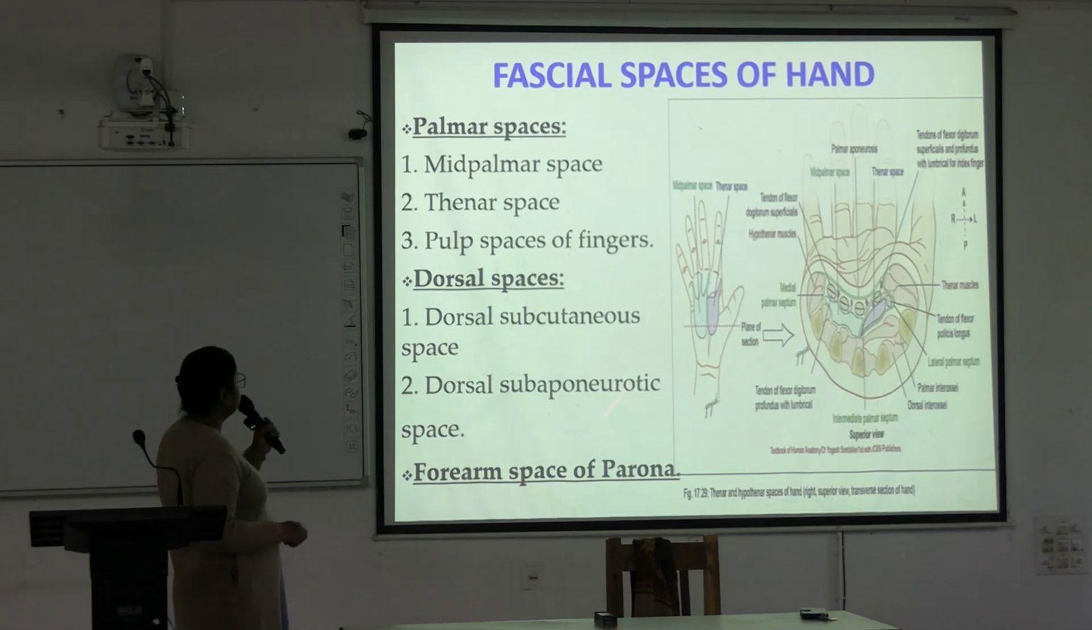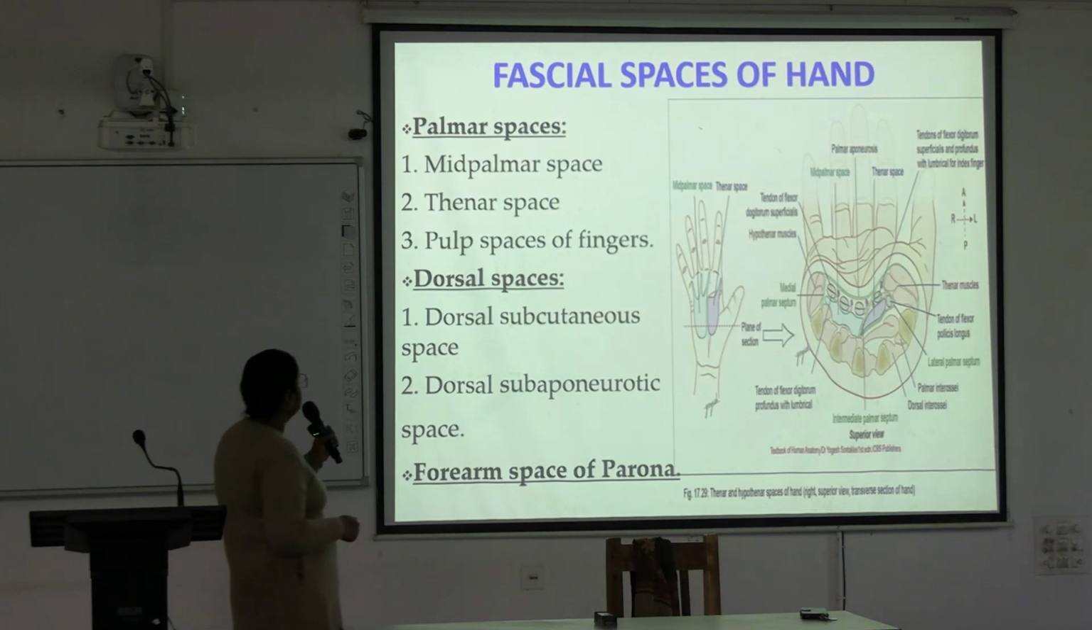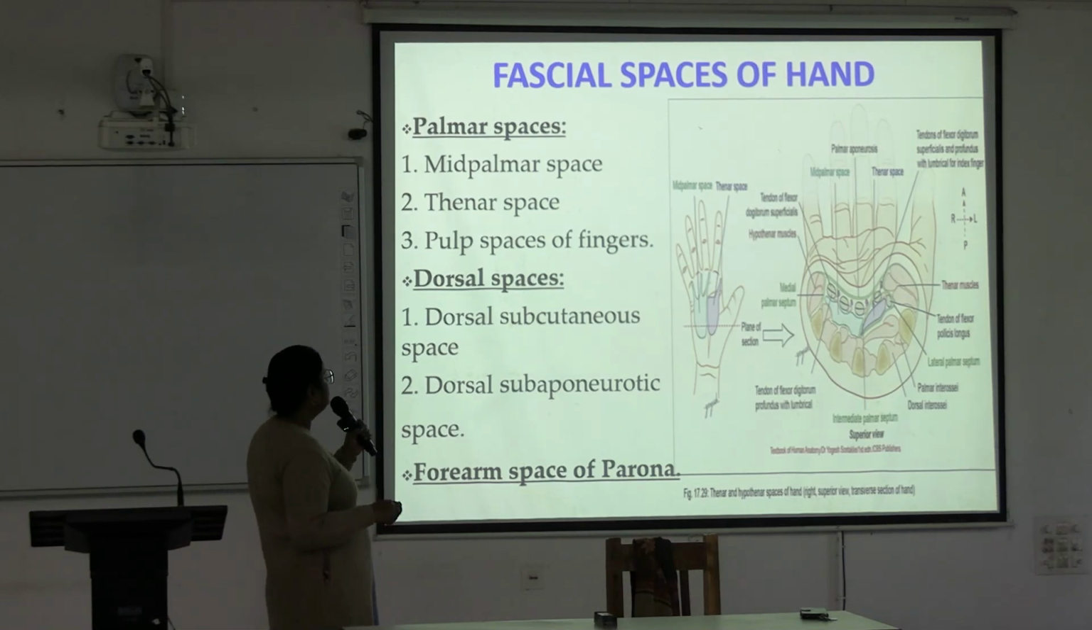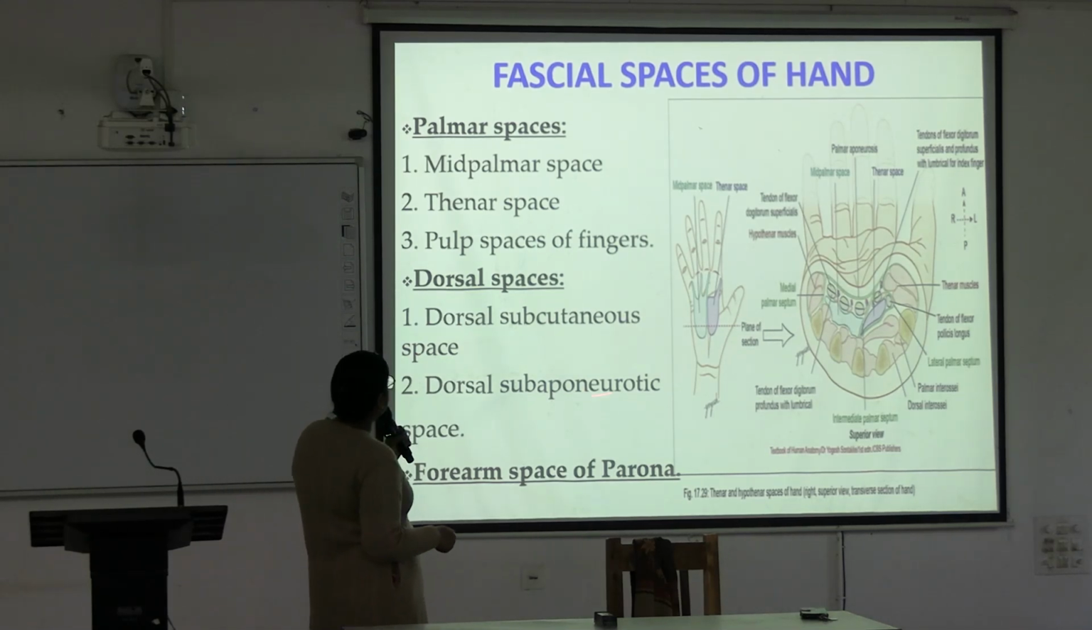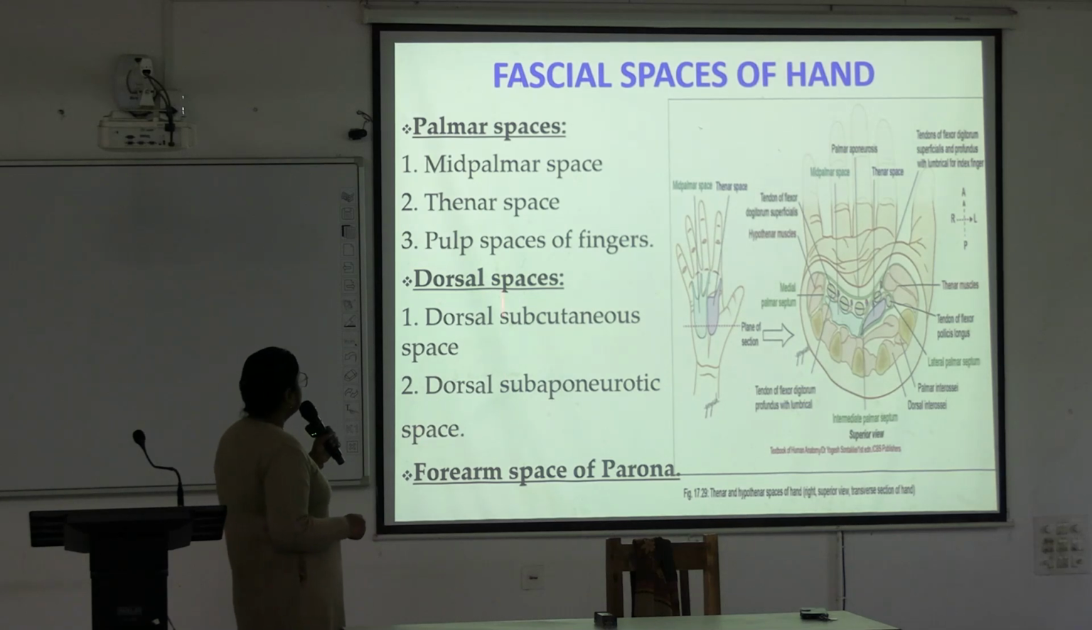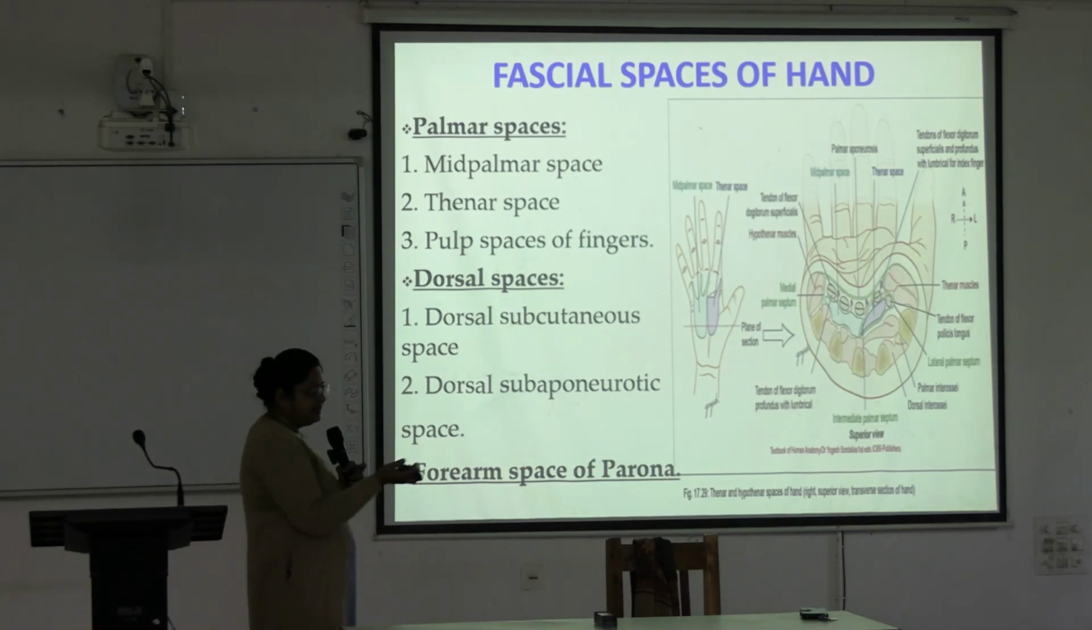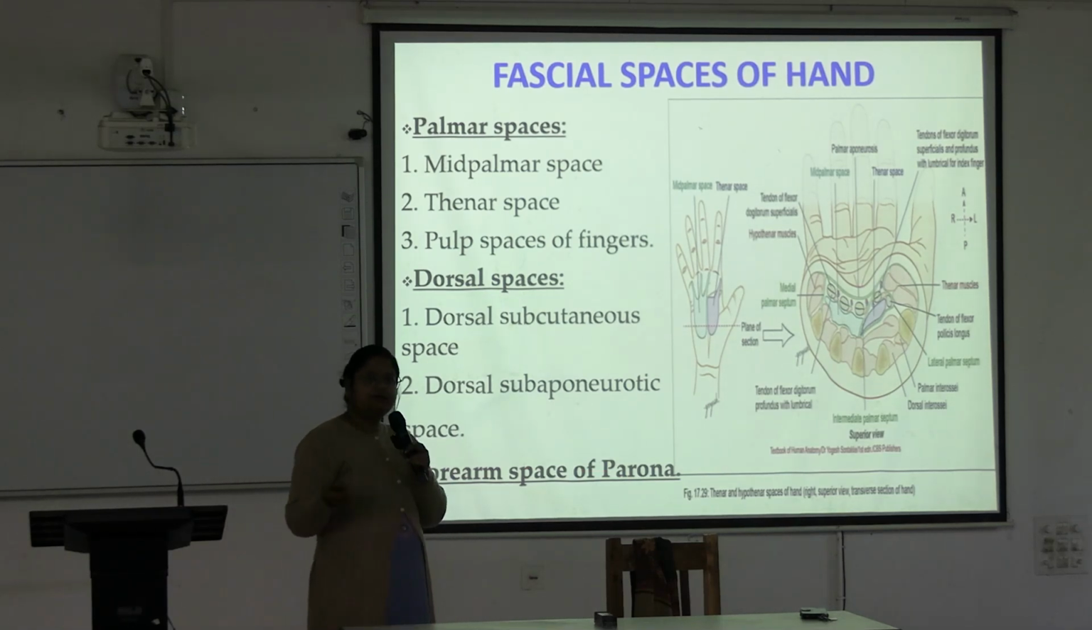And dorsal spaces are also there. They are not large spaces, very thin layers of space. One is the dorsal subcutaneous space, just beneath the skin. Another is the dorsal subaponeurotic space. These two are the dorsal spaces. Another is the forearm space of Parona. This lies in the distal part of the forearm.